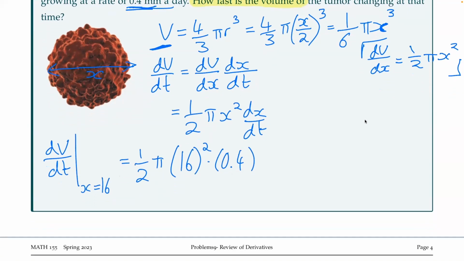This point is just calculation. If you do this, this should work out at 51.2 pi, which is roughly 160.8, what? 160.8, what are my units? Millimeters cubed is volume. What have we got here? Per day. Okay. So we've got volume per time. So volume is in millimeters cubed and time is days.